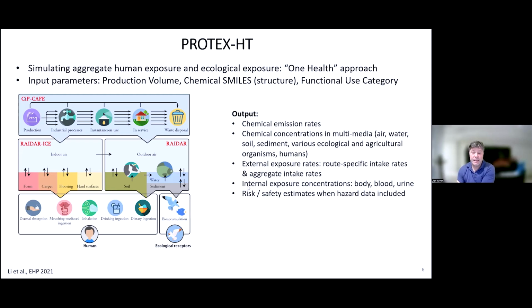And you can also look then at internal exposure concentrations like body, blood, and urine concentration. And this is useful because you can then ground truth with biomonitoring data and see if the hypotheses predicted by the models are reasonable compared to independent observations. And when we combine then the exposure information with hazard data, we can get risk and safety estimates.